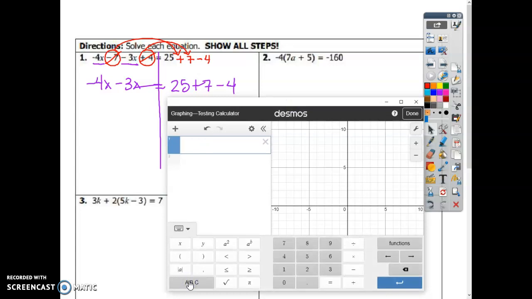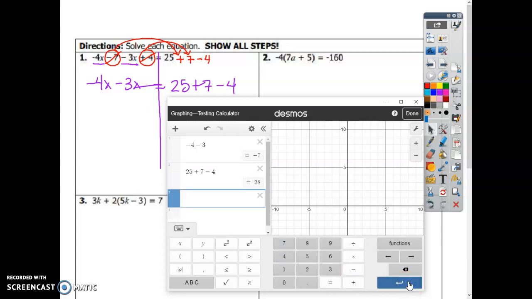I have negative 4 minus 3, enter. Oops, minus 3. That's the left side. And then the right side, it's 25 plus 7 minus 4, enter. So on one side I have negative 7x, and on the other side I have 28.